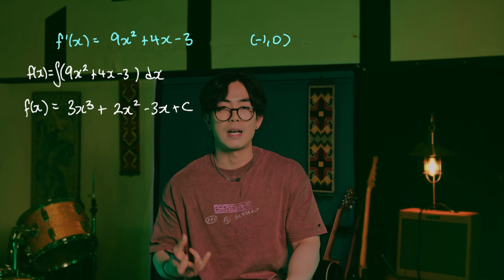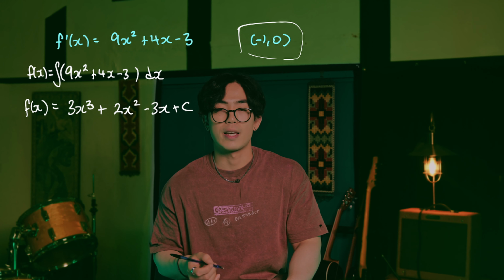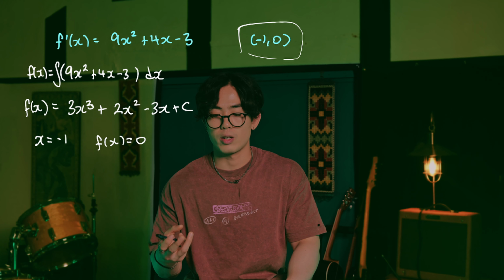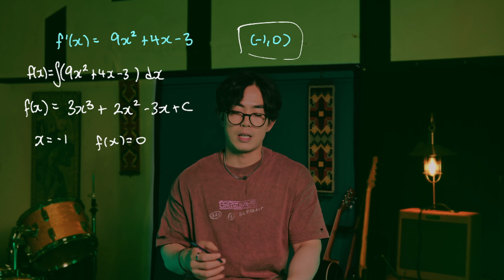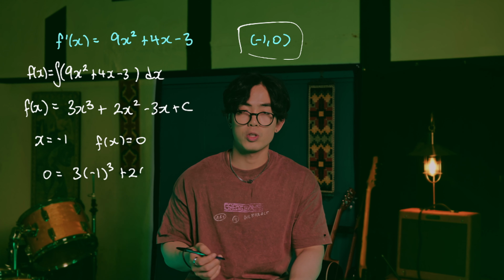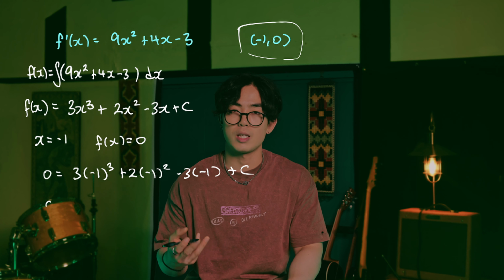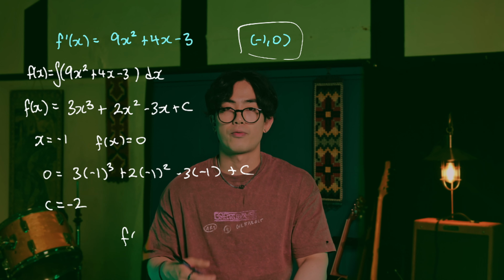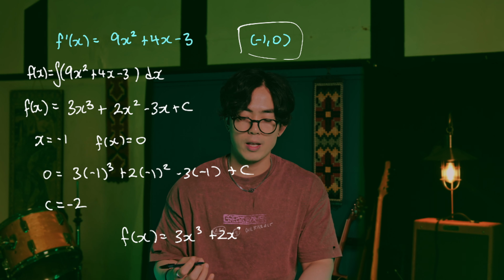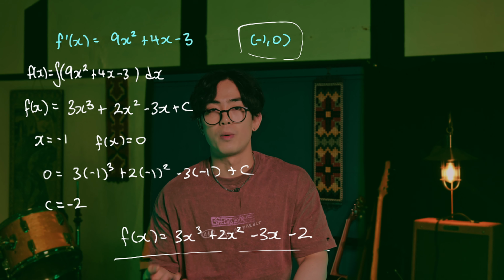And they've told us that it passes through the point (-1, 0). So what I can do is say, well, x is going to be -1, then f of x is going to be 0. So I can just plug it in. So I can say that 0 is equal to 3 times (-1) cubed plus 2 times (-1) squared minus 3 times (-1) plus c. Solving for c gives me 2. This means that the function itself, the final form, will be 3x cubed plus 2x squared minus 3x minus 2. That's how we find the original function from the derivative.